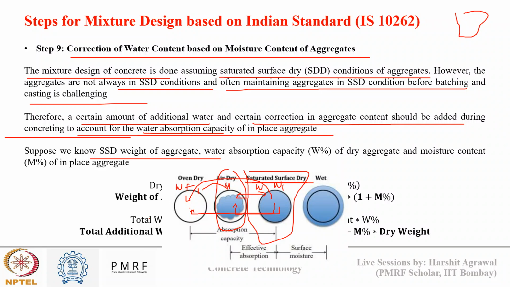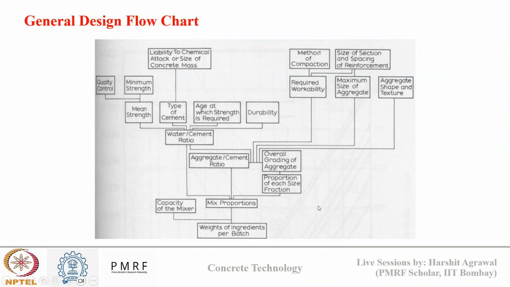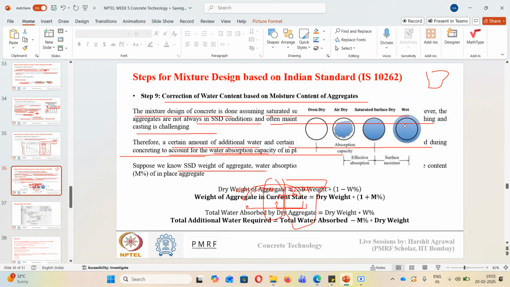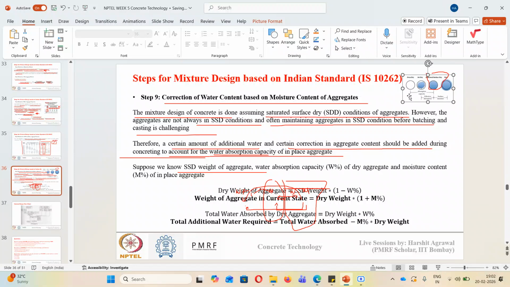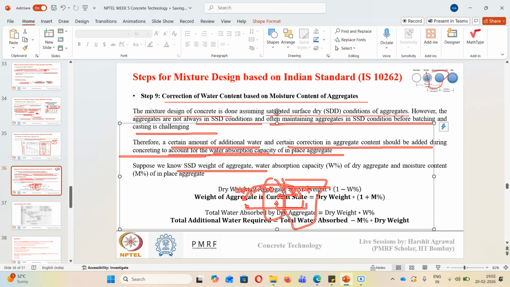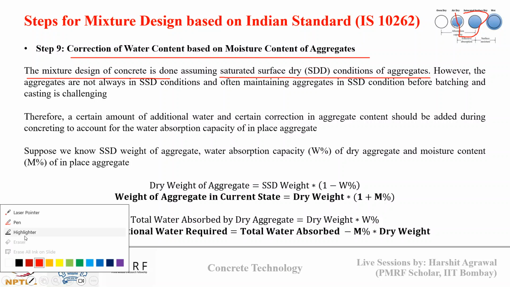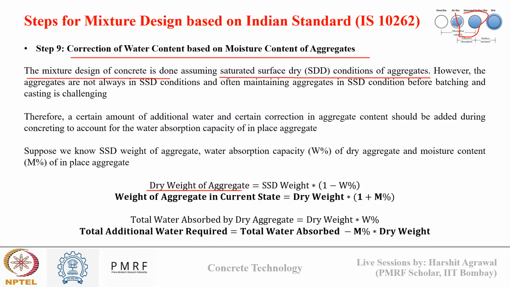For these two corrections, there are calculations mentioned that you can see here. Here at the bottom you can see how we do this correction. Dry weight of aggregate is nothing but SSD weight times 1 minus the water absorption capacity of aggregate. In this way we are removing the water present in the SSD aggregate to get the dry aggregate.